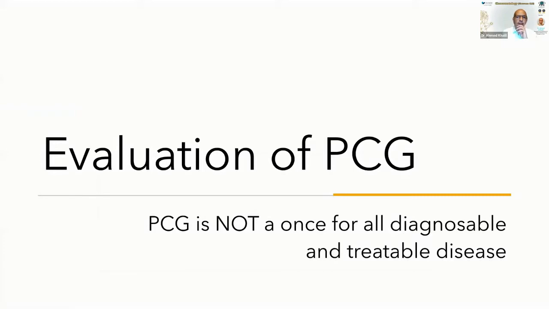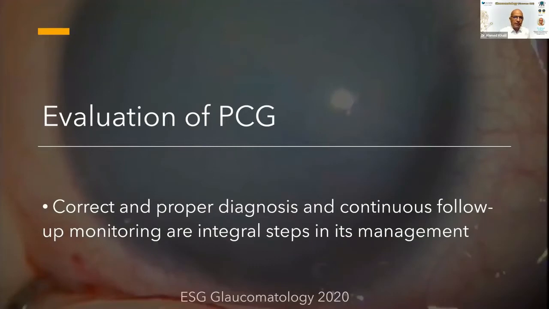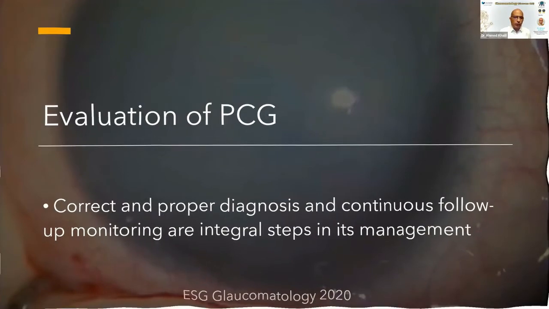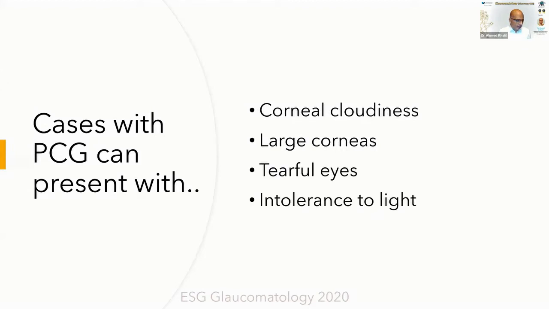Evaluation of the early onset developmental glaucoma, primary congenital glaucoma, as we mentioned, warrants special attention. It has to be properly diagnosed, and it has to be continuously followed up through life. So cases of primary congenital glaucoma can present, as we all know, by corneal cloudiness, large corneas, tearful eyes, and intolerance to light. So probably if we start actually vice versa, because corneal cloudiness ensues in the severer cases, intolerance to light probably is the first sign, then tearful eyes, large corneas, and corneal cloudiness ensues.